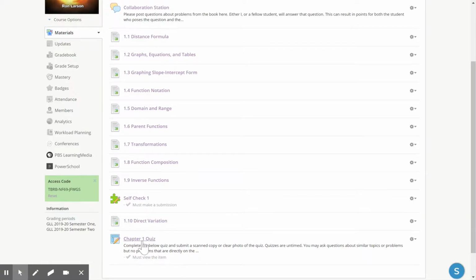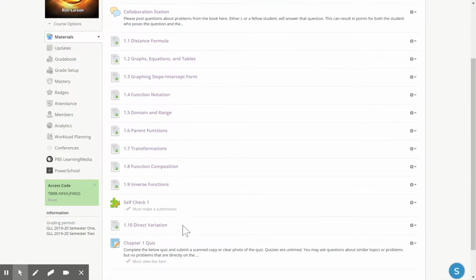And then at the end of each chapter, you do have a quiz. This quiz is something that you're going to take on your own. You can have your calculator, you can have your book, your resources. You can still reach out to me if you have a question. This is not one of your proctored exams. Your proctored exams are just going to be your semester exams.